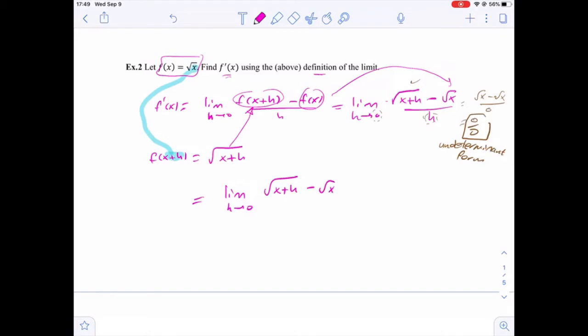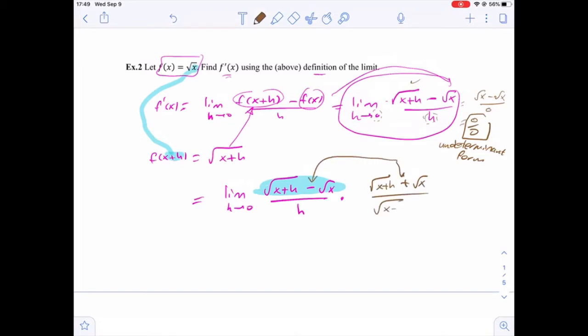We put the limit here, and then what is the conjugate of the numerator? The expression that includes the square root. So the conjugate is the same expression but with opposite sign. The negative becomes positive. We multiply by that and divide by the same expression.